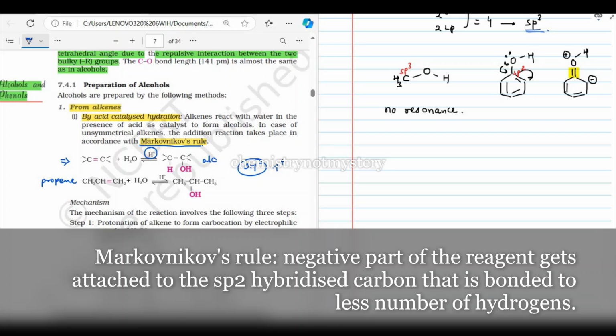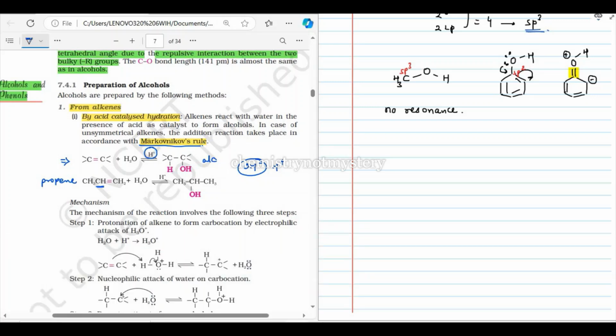So here when you see, this sp2 hybridized carbon has just one hydrogen and another carbon is bonded to 2 hydrogen. So OH negative will get attached to the carbon which is bonded to less number of hydrogen. So that's why OH gets attached to the second carbon. And here H plus will get attached to the first carbon and you get propane 2-ol. So this is propane 2-ol.